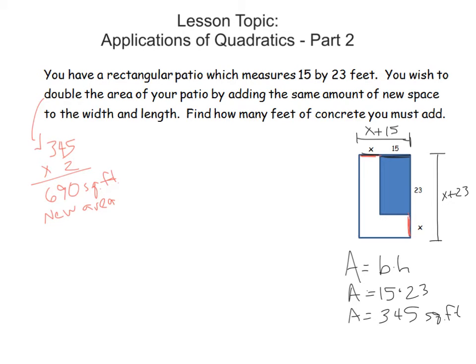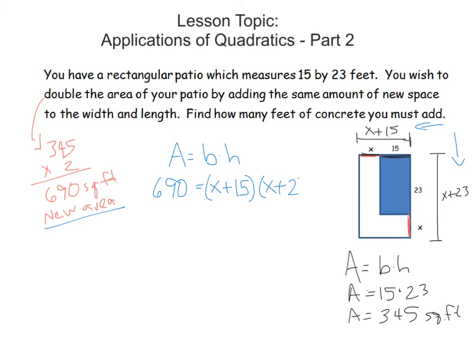But again, we want to find out that x value. So at this point, hopefully you're noticing that we can use our new area with our new dimensions and find out what that value of x would be. So the area of our new patio is base times height. The area is going to be 690 square feet. The base of the new rectangle is x plus 15, and the height of the new rectangle is x plus 23.